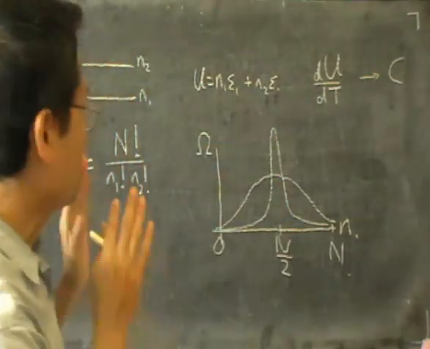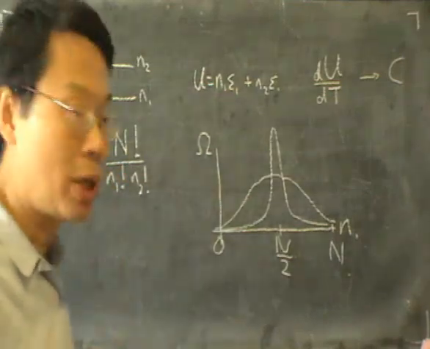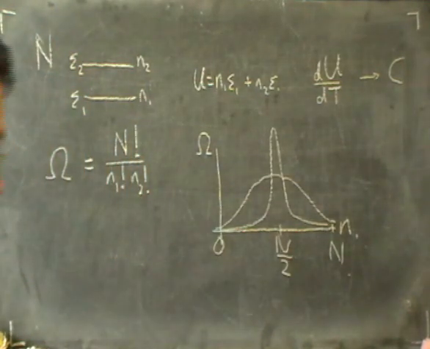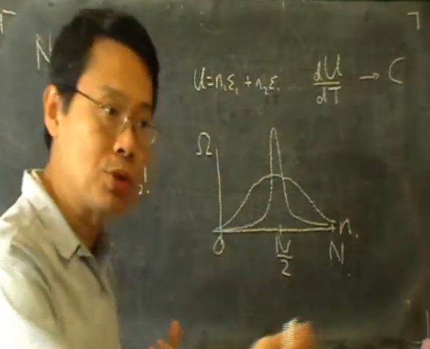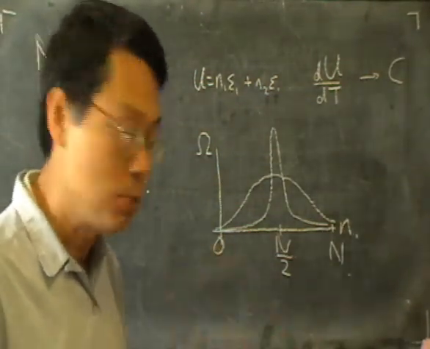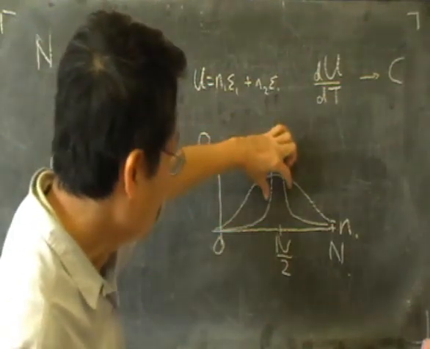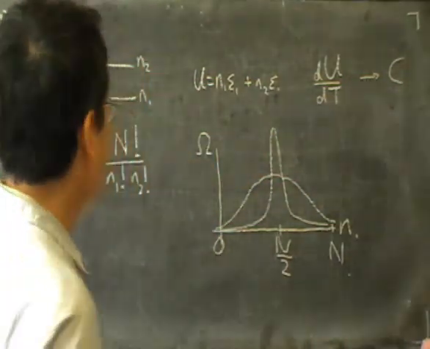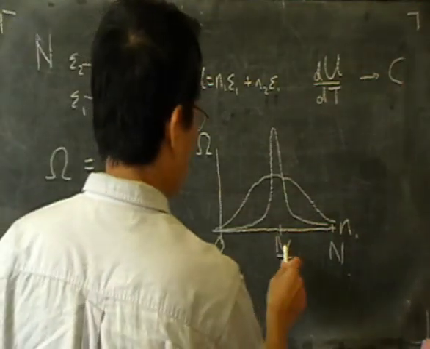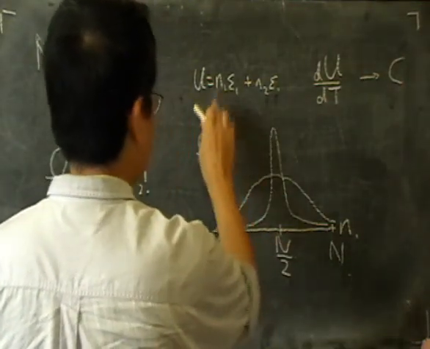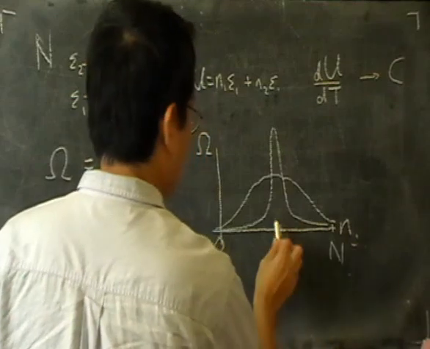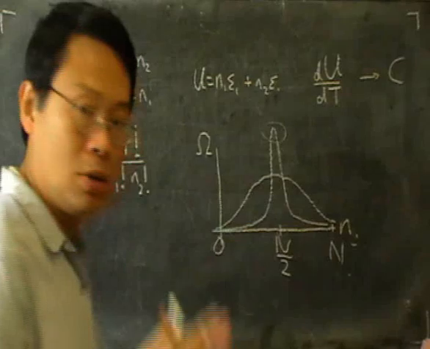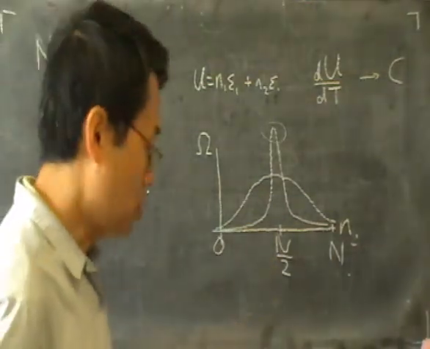This is actually something that you can check by trying out some numbers and plotting some graphs. Now, as it turns out, when N becomes extremely large, like the number of atoms in a solid, this peak becomes extremely narrow. So narrow, in fact, that most of the possible values of, say, N1 are just around the center, around N over 2.